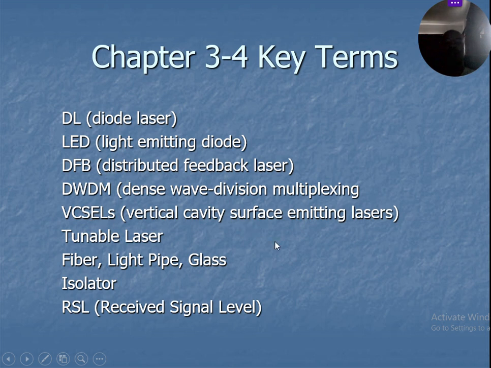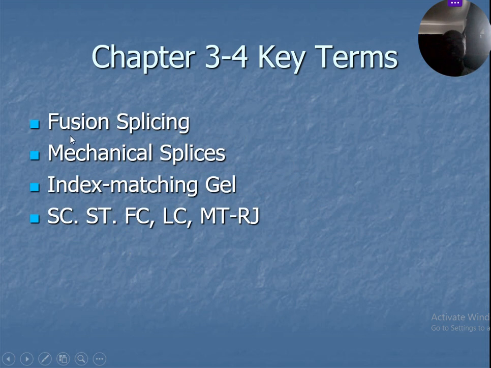Then we talked about the VCSEL, vertical cavity surface emitting laser, which is the same as the tunable laser. Then we talked about fiber, light pipes, glass, isolators, received signal power level, and so on and so forth. Then we talked about fusion splicing, mechanical splicing, index matching gel, and the connectors used with optical fiber: SC, ST, FC, LC, and MT-RJ connectors.